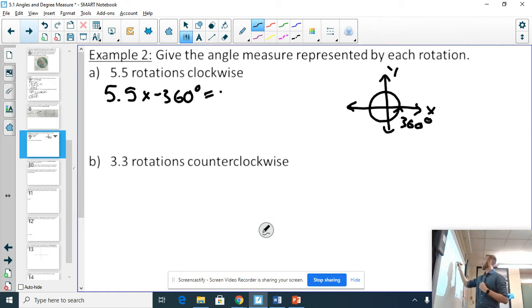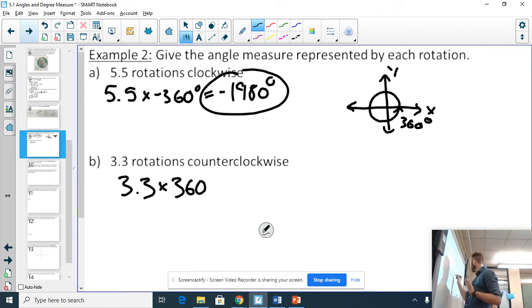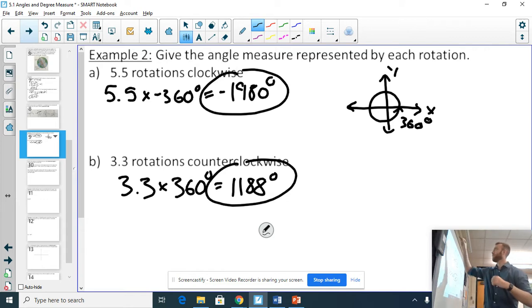And when we do that, that'll give us negative 1,980 degrees. And that's our answer. These ones are that easy. And so this one is 3.3 rotations counterclockwise, same concept, 3.3 times around, so that'll be 3.3 times positive 360 degrees this time, because we're going counterclockwise, and counterclockwise is positive. And 3.3 times 360 is going to be 1,188 degrees. And that's all our answer is for that one.